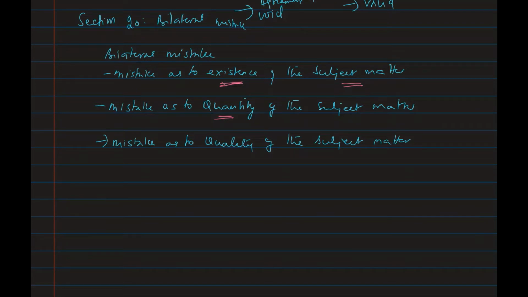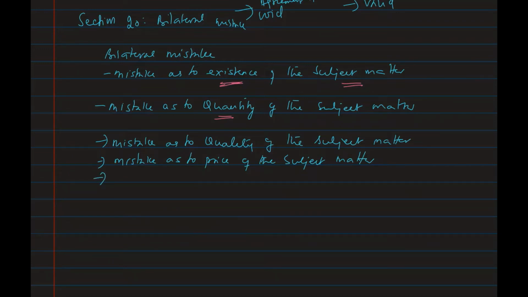Then mistake as to price of the subject matter. That could be relating to quantity also, or it could be relating to quality also, because the price will vary depending on the quantity and quality. So both parties have made a mistake as to price. A ordered some quality of rice for 50 rupees a kg, whereas B has sent it for a price which is 60 rupees. So both parties are making a mistake as to price, and the agreement is void.